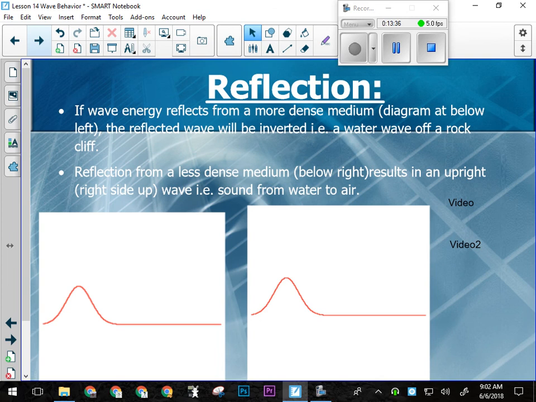Okay, so if wave energy reflects from a more dense medium, the reflected wave will come back inverted. That's one of the things we have to memorize, because I guarantee you'll get a diagram where that will be tested. Reflection off of a less dense medium results in an upright wave. That is like sound going from water to air. It doesn't really matter on the example. We saw that on the springs just a minute ago. So wave energy reflects from a more dense medium, it comes back inverted.